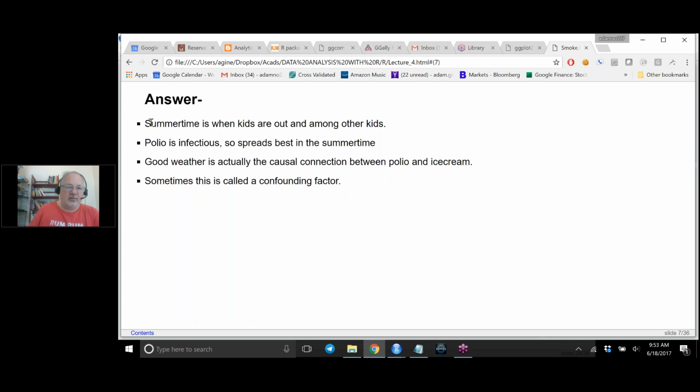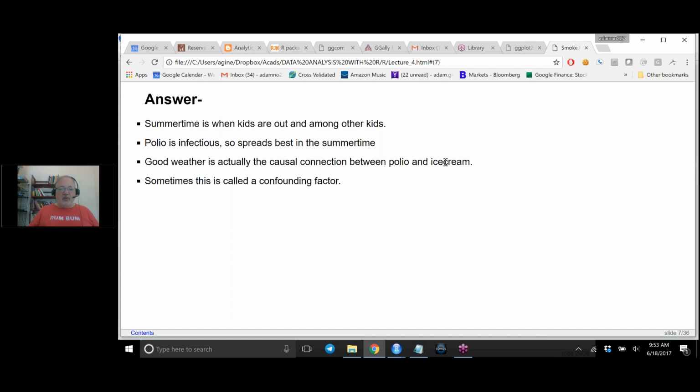And the answer is, what connects polio to ice cream is summertime. When it's summertime, people eat ice cream. But when it's summertime, kids go outside and play with each other a lot. And polio is infectious, so it spreads best in the summertime when there are more people to infect. So good weather is actually the causal connection between polio and ice cream.